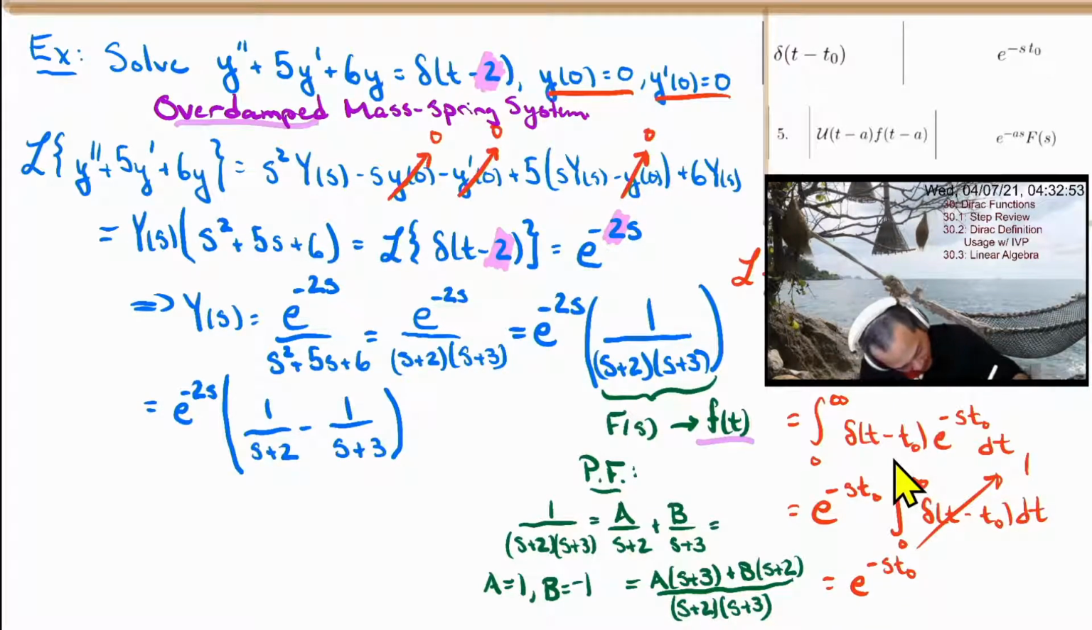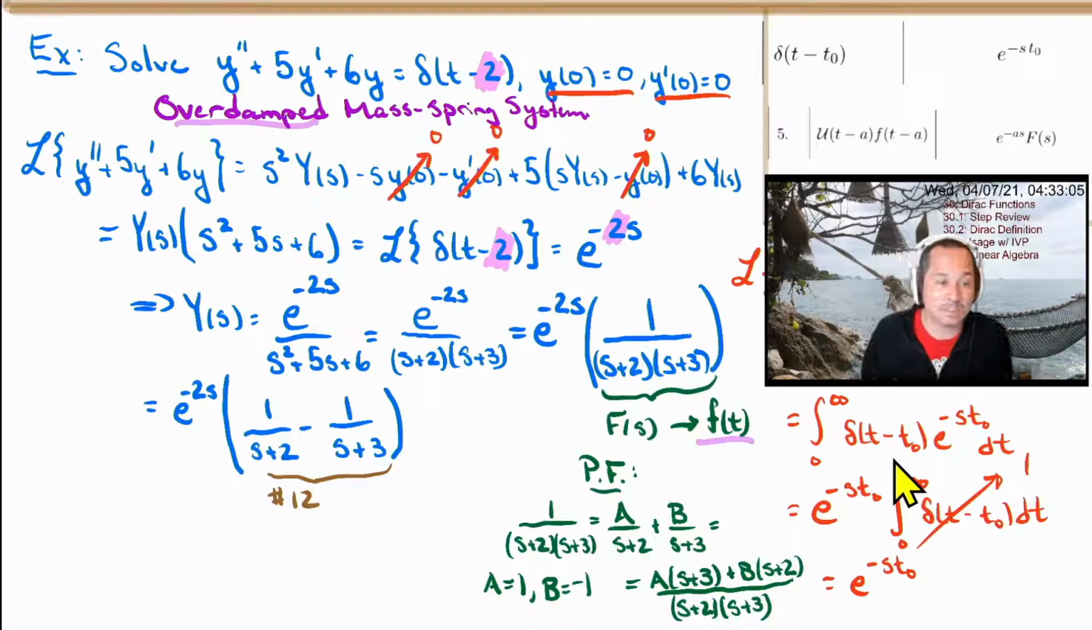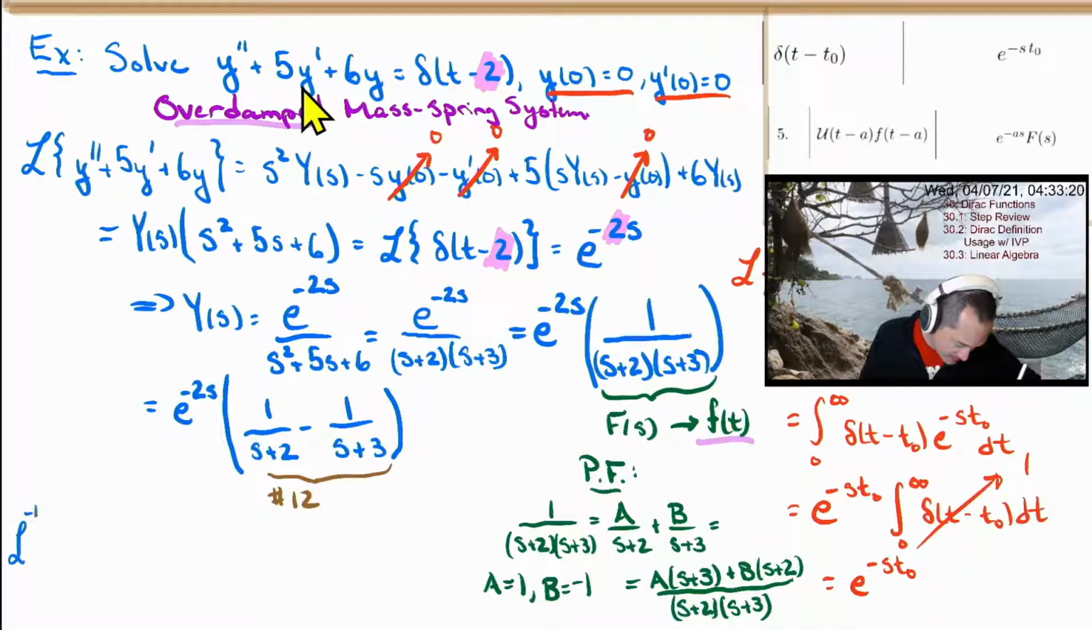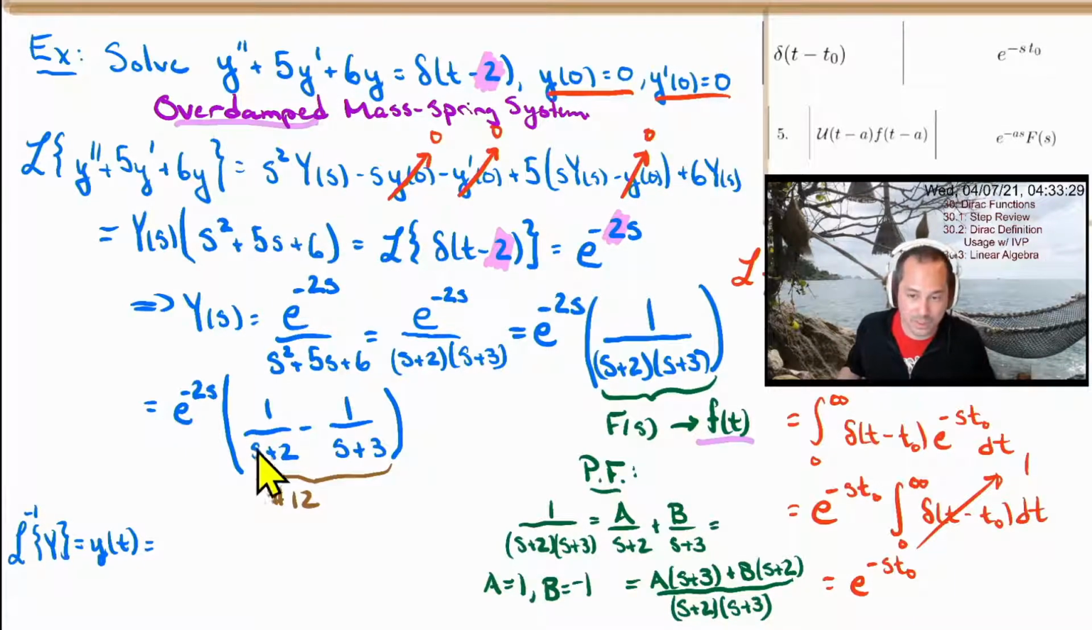When I look at these two functions right here, I see table entry 12. I see these exponentials on the Laplace side, which is copacetic with the fact that I've observed that this is an overdamped mass spring system. I'm feeling the exponentials from that. Now I've got to scoot this y of s back over to the time domain. So I take the inverse transform of capital Y, which is equal to little y of t. And now let's just work on this first term, 1 over s plus 2 times the exponential.